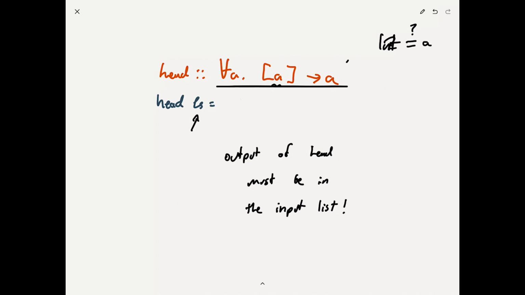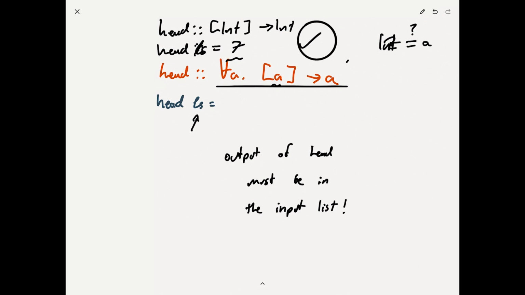And I can conclude that just by looking at the polymorphic type signature. If I gave head a less general type, suppose I was only dealing with lists of integers, then I could have a function like this, head of a list equals 7, and this would be type correct. It's not actually correct, obviously. We don't want to always return 7 regardless of what the list is. But for this incorrect function, the type checker said that's fine, but if I give it a more general type, the type checker will rule it out. So the more general my type is, the less wrong my functions can be.